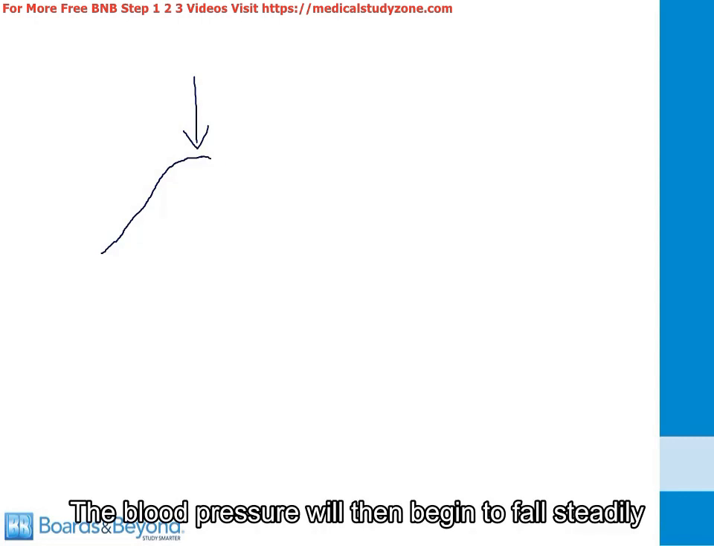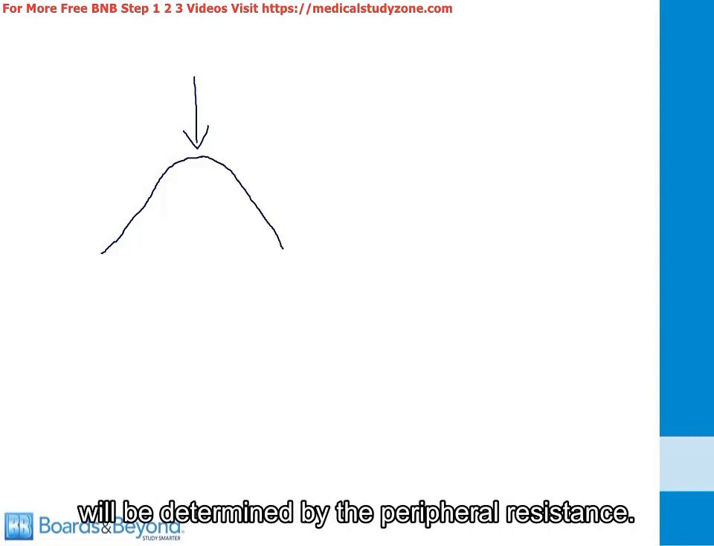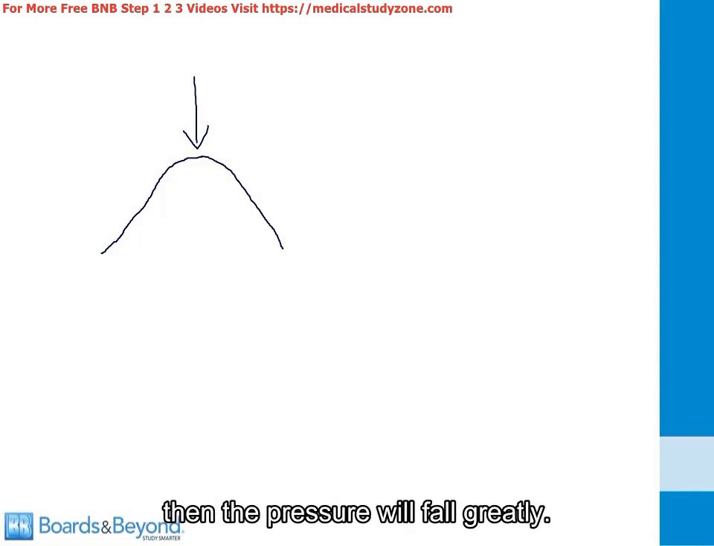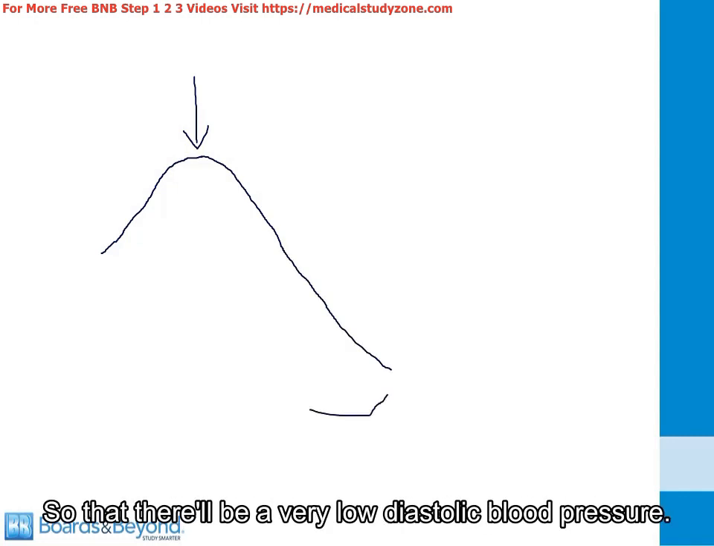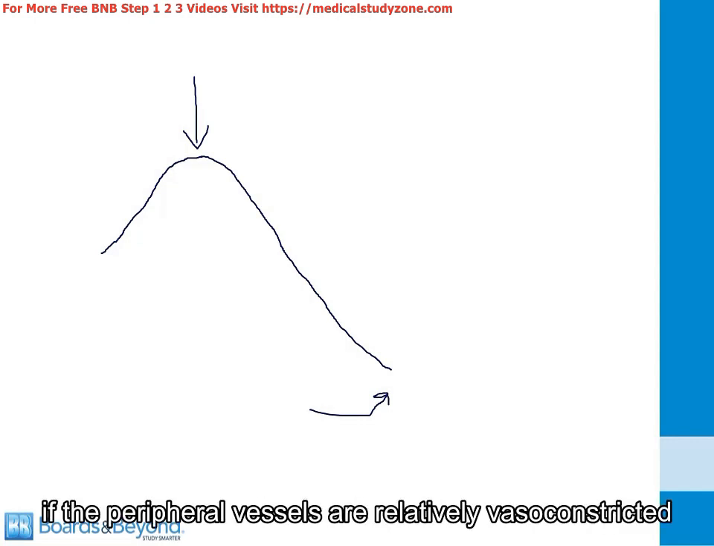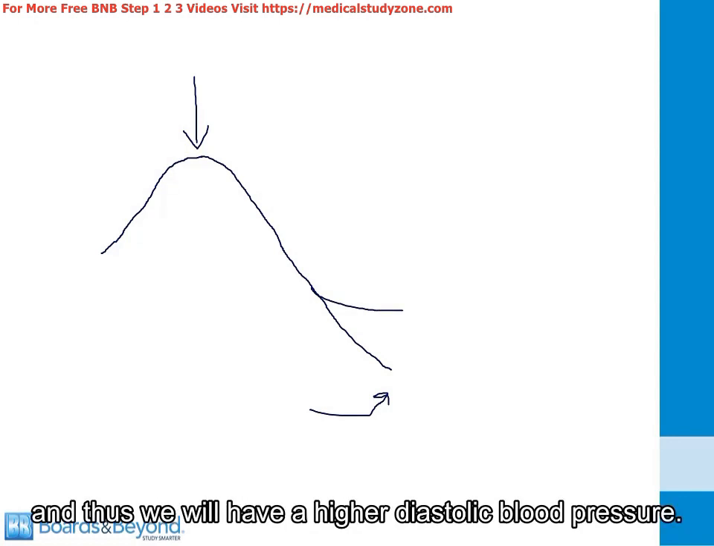The blood pressure will then begin to fall steadily, and the depth to which it falls will be determined by the peripheral resistance. If peripheral vessels are very vasodilated, then the pressure will fall greatly so that there'll be a very low diastolic blood pressure. On the other hand, if the peripheral vessels are relatively vasoconstricted, then it will only fall to a lesser degree, and thus we will have a higher diastolic blood pressure.